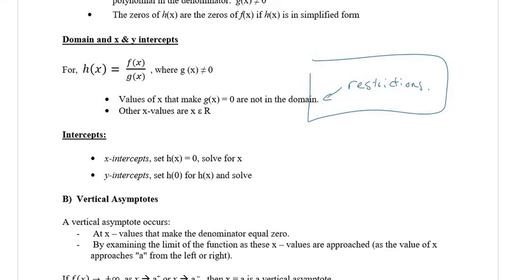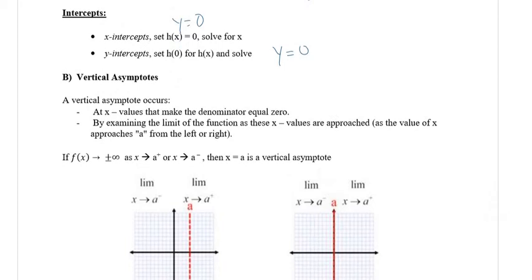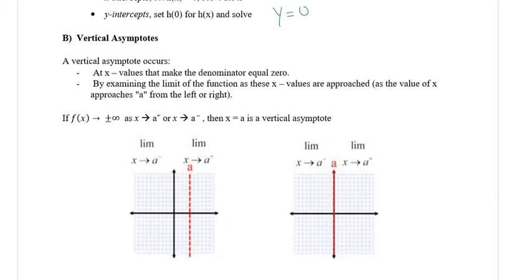Next thing you need to know, intercepts. They work essentially the exact same way as with polynomials. All you do is set y equals 0 to find the x-intercepts, and you set x equals 0 to solve for the y-intercept. So exact same thing. Let's talk about vertical asymptotes.